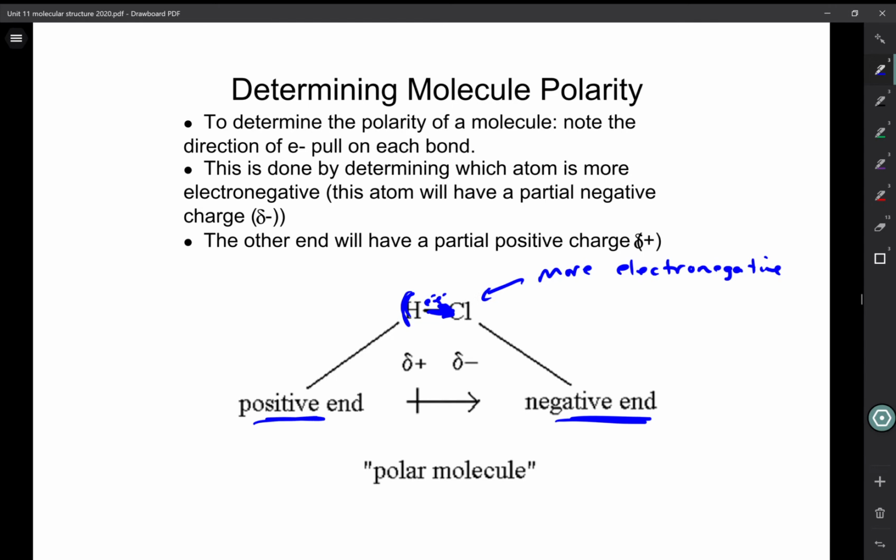Now the way we note that is, for hydrogen, we use this symbol here. Okay, that's a lowercase delta in Greek. Delta positive, and that is a delta negative.